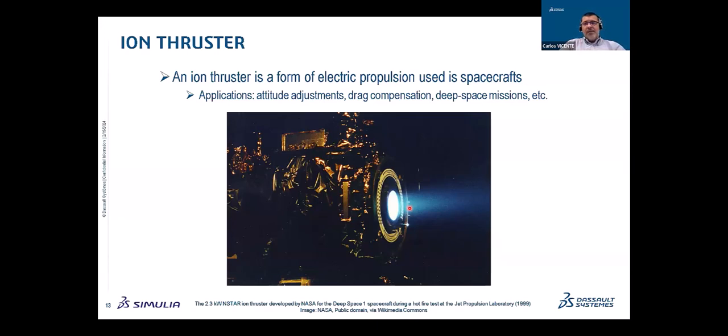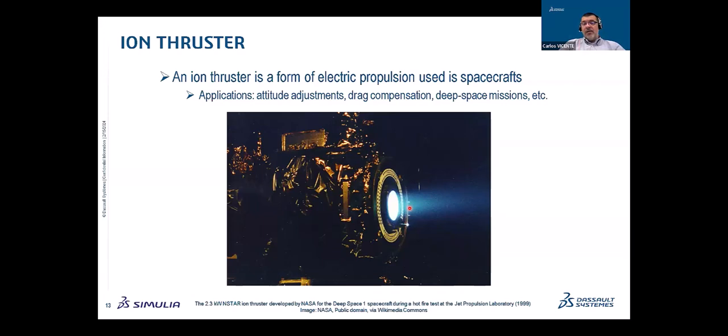They have many different applications, these ion thrusters in space. Some of them include attitude adjustment. So you want to rotate the spacecraft, or you want to align it for some particular reason. Also drag compensation, so that you can increase the height of the orbit because of the drag with the atmosphere. This can also be done with this type of engines.